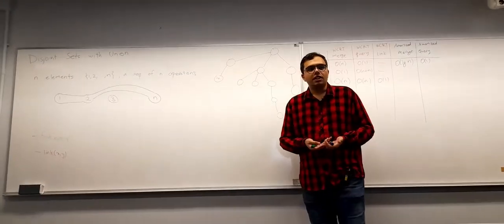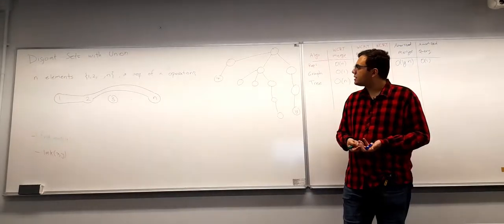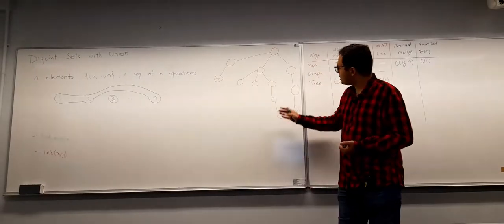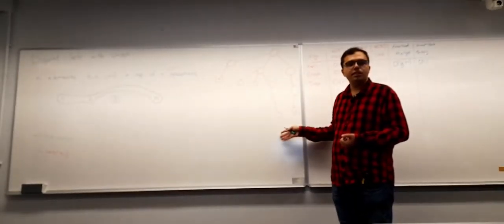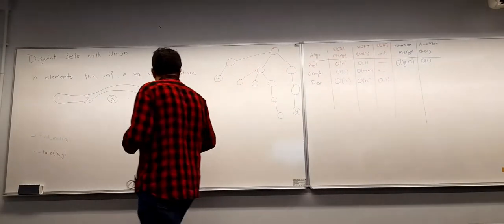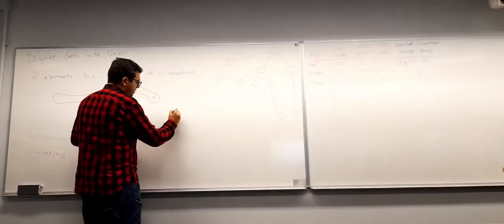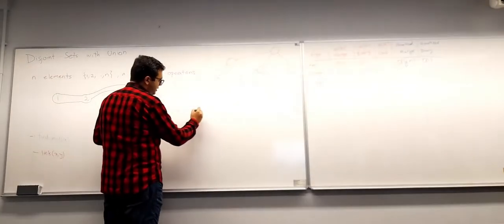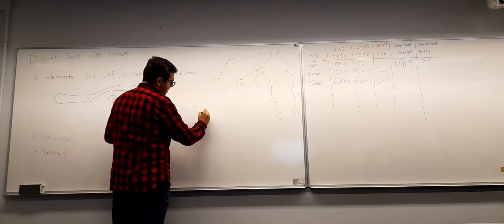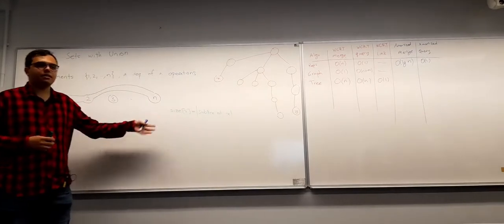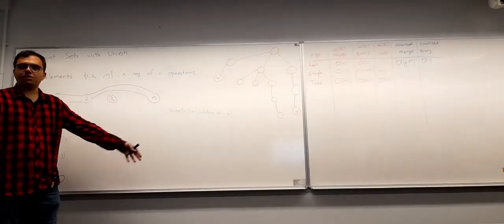So how can I use the same idea as before? Well, one simple thing that I can do is that whenever I'm linking, I just keep track of the size of my subtree. So for every element x here, I would just have something like, let's just call it size of x. So I have an array of size n, and size of x is the number of elements in the subtree of x.